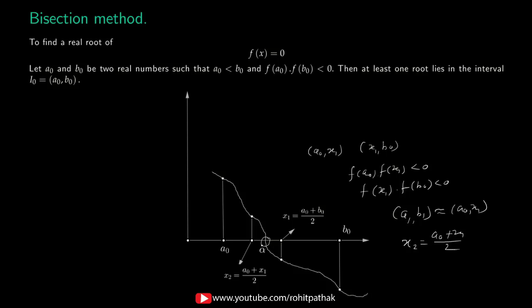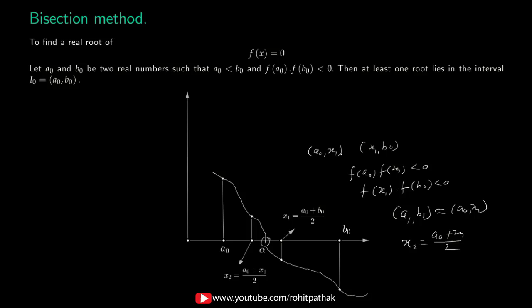So this is x2. We are more close to the root, and this process will go on until we get the root. This is how we find a real root in the interval (a0, b0) by bisection method. In this method we keep on bisecting the intervals in which the root lies. So this is the idea of this method.